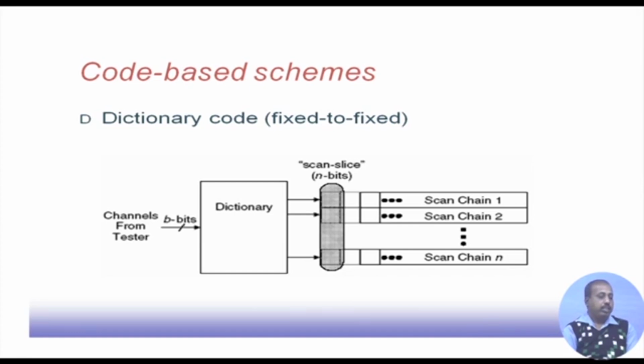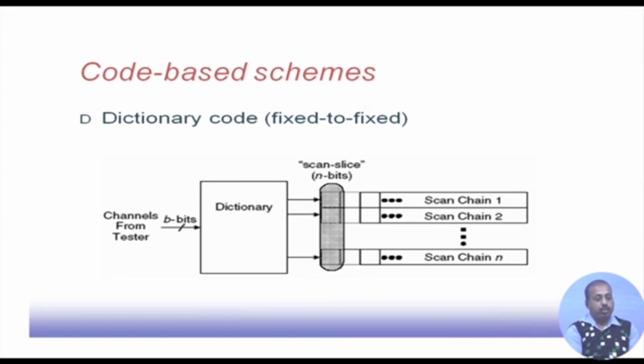The first one is known as dictionary based code. To understand this, we must understand something called a scan slice. Suppose we have a circuit with scan chain 1 to scan chain n, and from the ATE, test bits are coming and feeding these scan chains. In each clock cycle, each of these scan chains gets 1 bit of data, which gets shifted to the next position. If there are n chains, then if you consider the same bit position of each of the scan chains, that constitutes one scan slice.